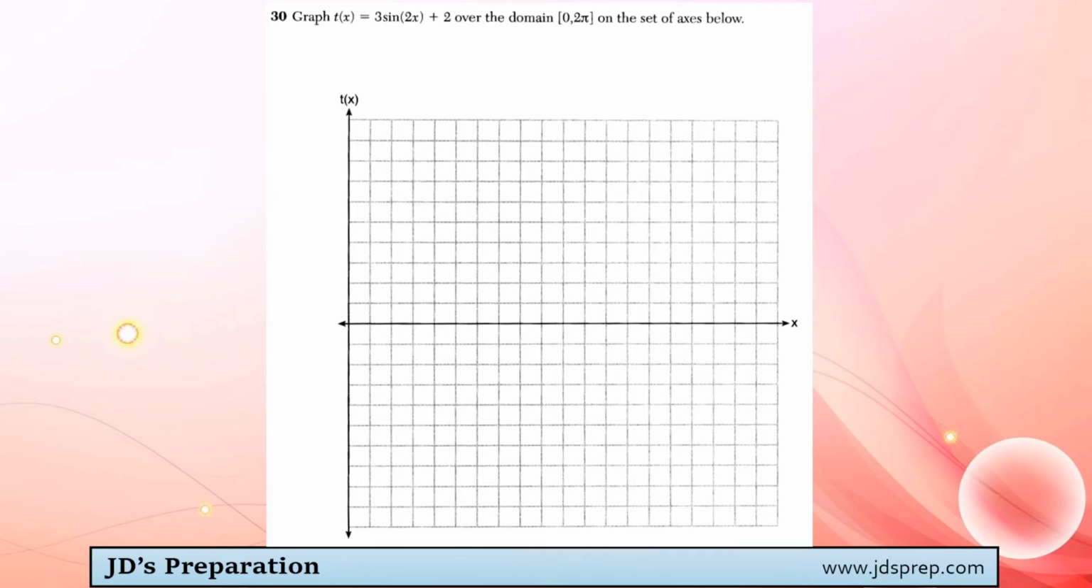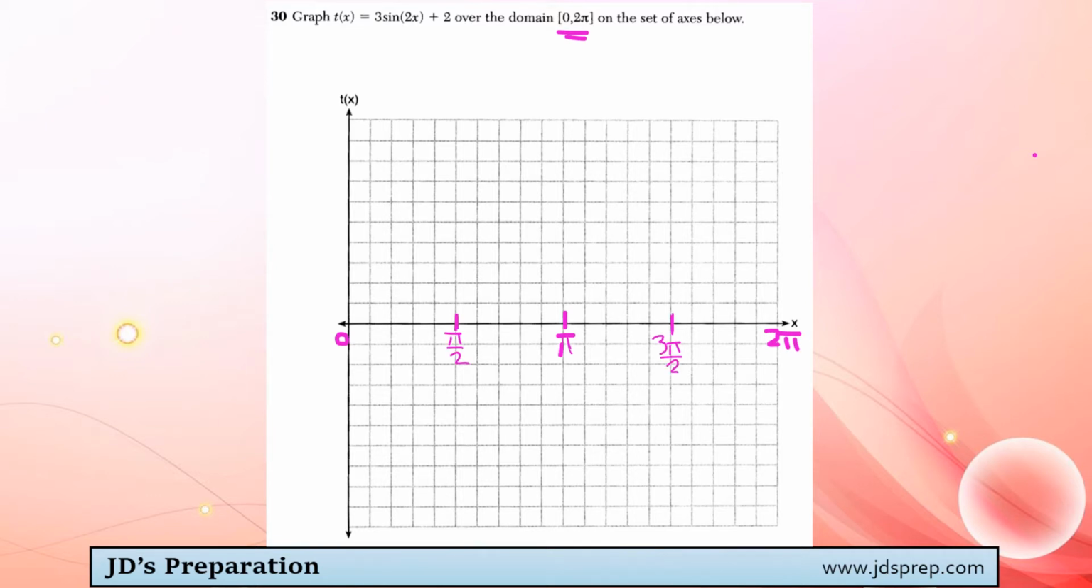To begin graphing this function t of x, I'm going to start by labeling my x and y axes. And since we have a domain from 0 to 2 pi, we would obviously start at 0, and at the end, it will be 2 pi. That means if I count the ticks, halfway between 0 and 2 pi would be pi. And then it would also be wise to label what's halfway between 0 and pi, which is pi over 2, and halfway between pi and 2 pi, which is 3 pi over 2.